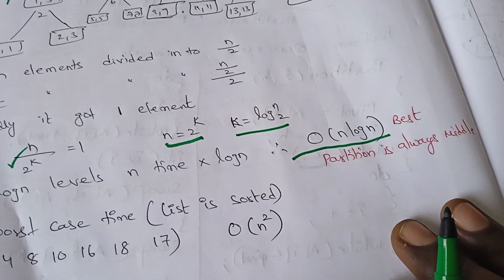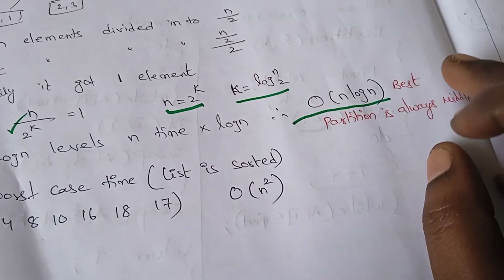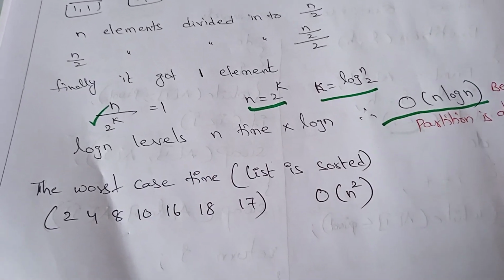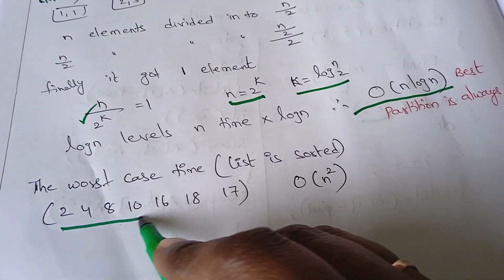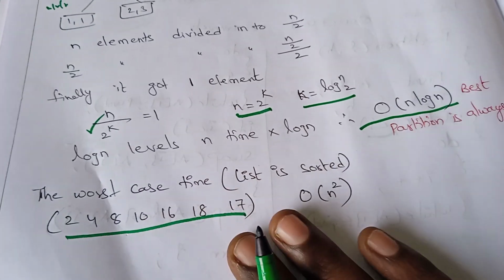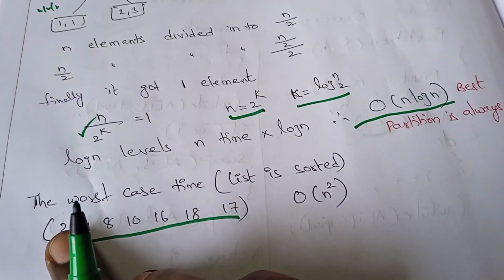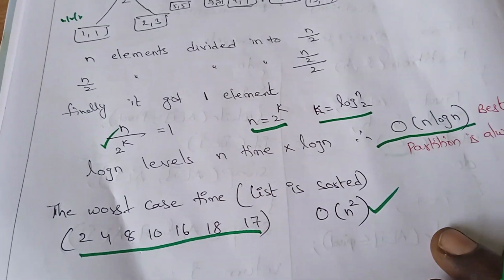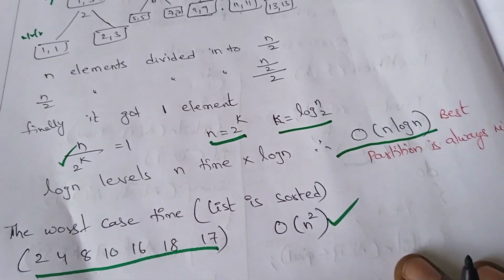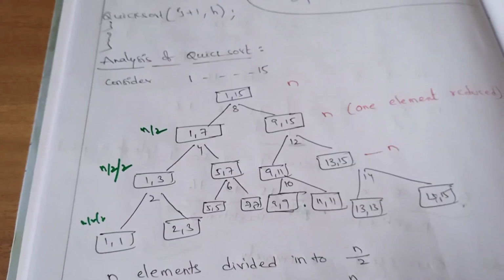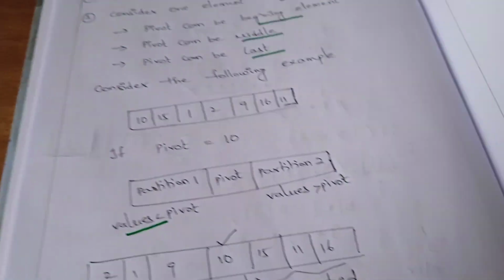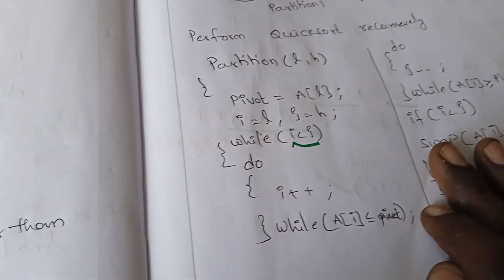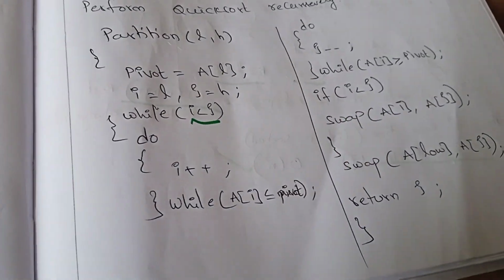Fine. Now, the best case means the partition is always in the middle. The worst case is a sorted list. In this sorted list, we are assuming the first element as the pivot element. So the complexity will be big O of n square. Done? So this is quicksort, how we do it. You just execute the program, take an example, and follow this algorithm to divide the list. Right? Thank you.